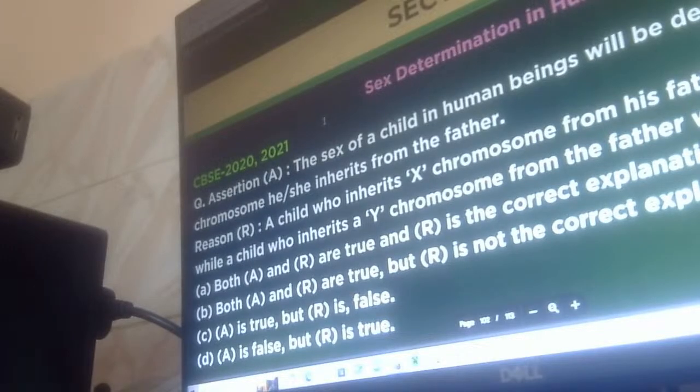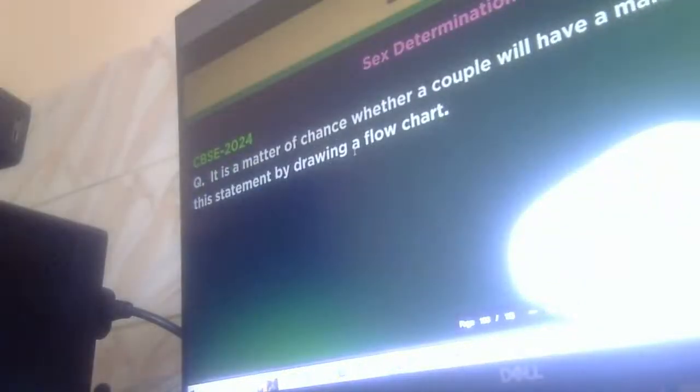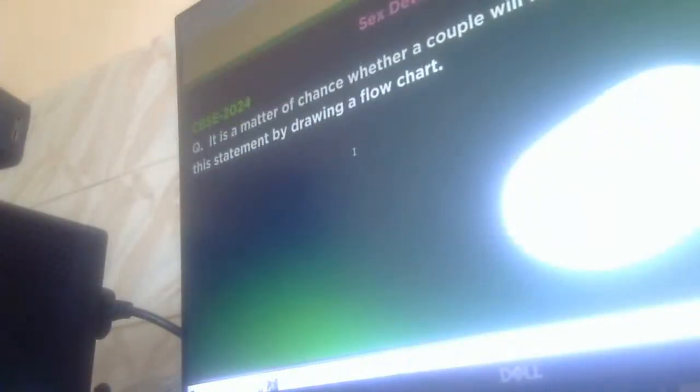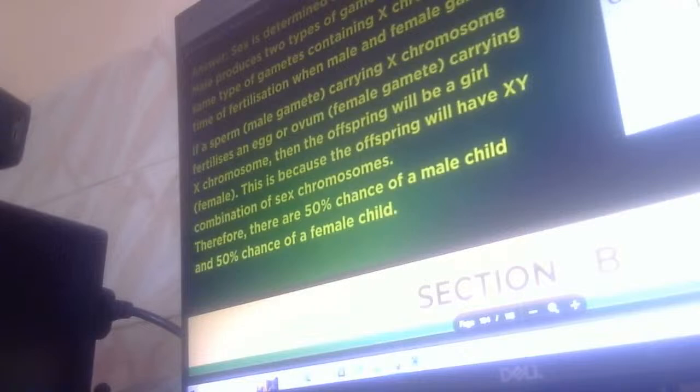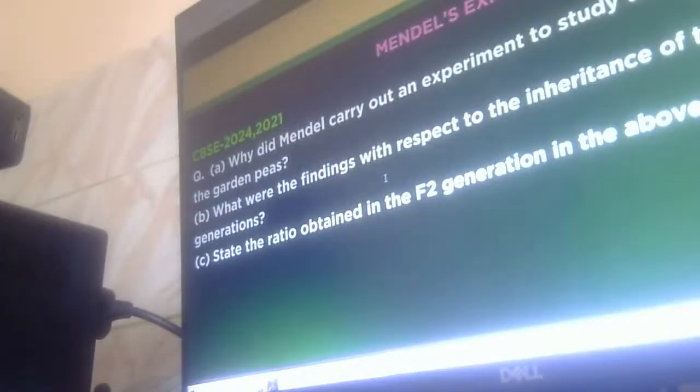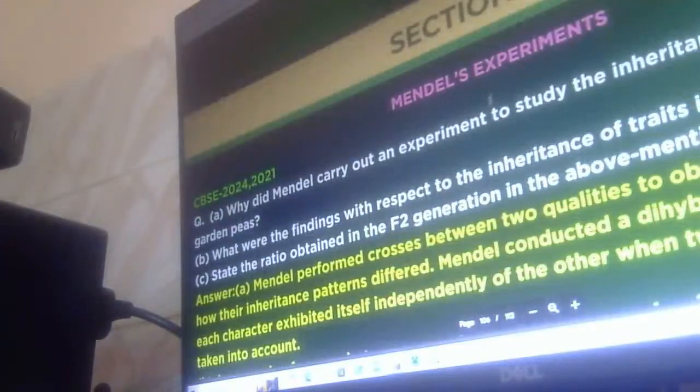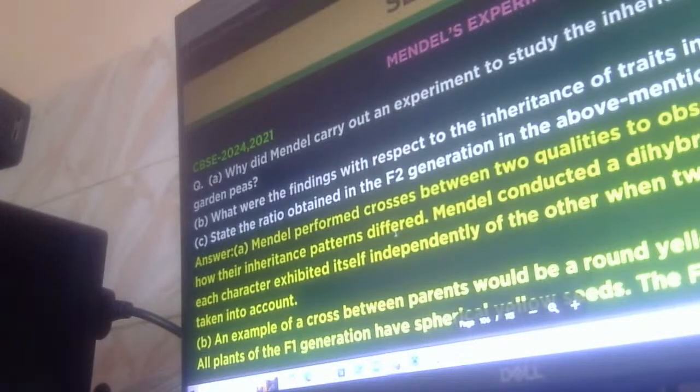And all the correct explanation. Okay, this is fine. Now the Mendel experiments. Why did you do it, Mendel? Crosses between two qualities to observe how they interact, how their inheritance pattern differed. Dihybrid cross, each character independently. Okay.